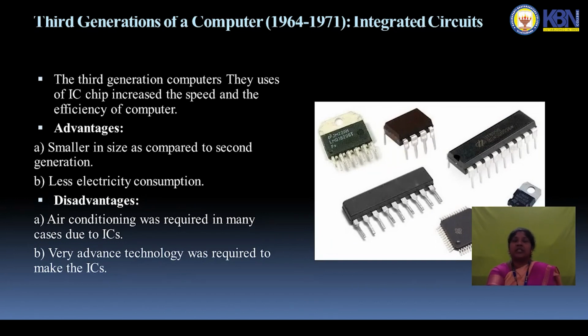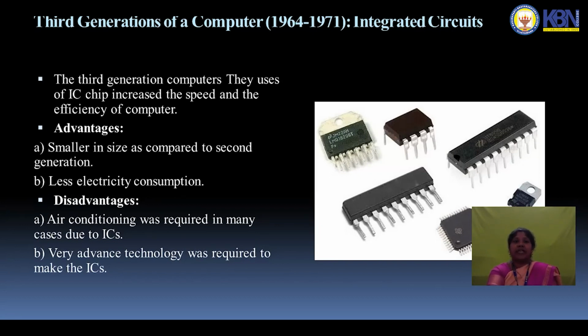In the third generation of computers, 1964 to 1971 time period, the technology used is the integrated circuit. In the picture you can see what we call integrated circuits. In the third generation computers, they use IC chips. The IC chip is called an integrated circuit. It increases the speed and efficiency of computers. It gives more speed compared to the last 2 generations.